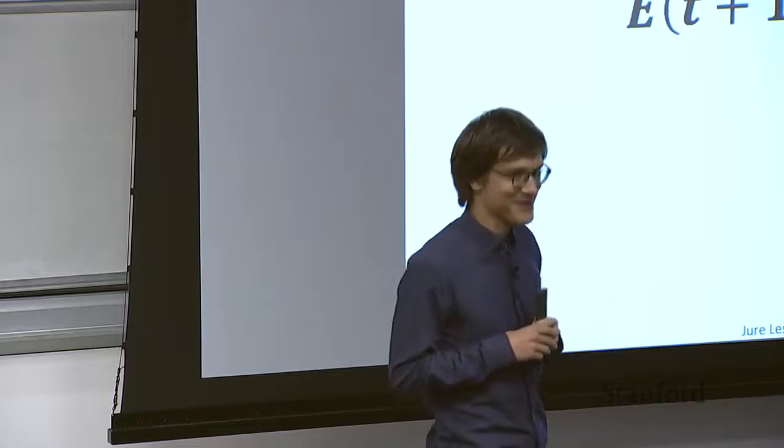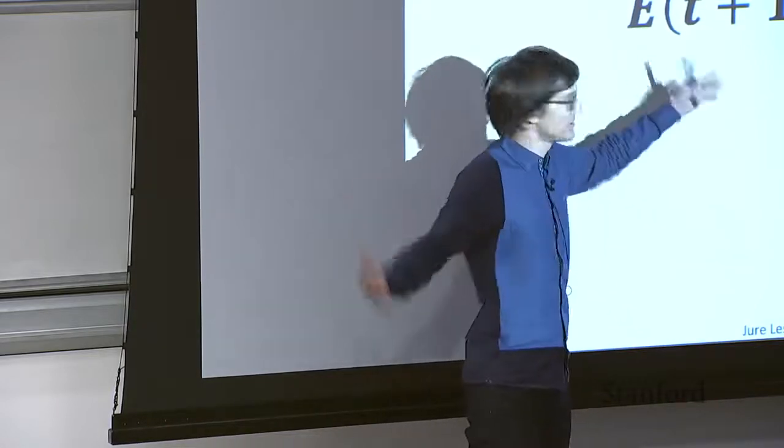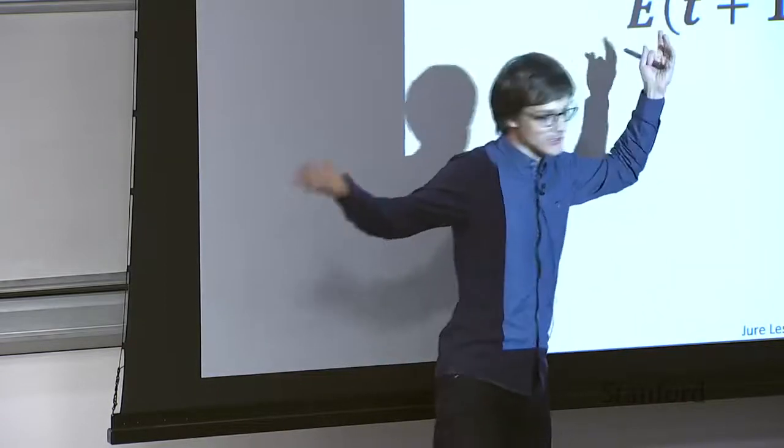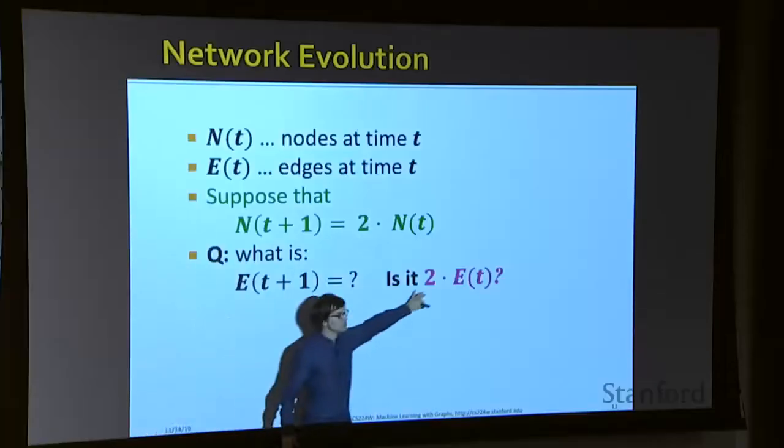Same reason. Oh, okay, good. It could be less, right? Because this would mean as the network gets bigger, everyone gets more and more edges. So we'll just be swamped in edges, right? So maybe it is actually less than 2 times.